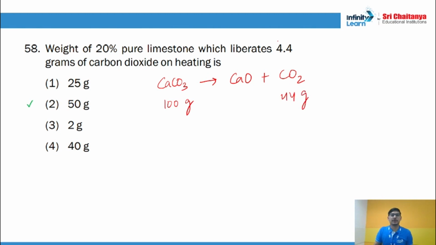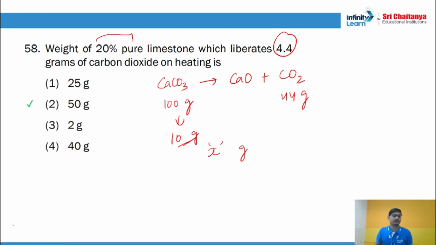So if you want 4.4 gram of carbon dioxide, that is 0.1 mole, right? 4.4 is 1/10 of the molar mass. So obviously for that you need 10 gram of limestone, 10 gram of calcium carbonate. But the problem is that limestone is 20% pure. So technically let us suppose the mass required is x gram.